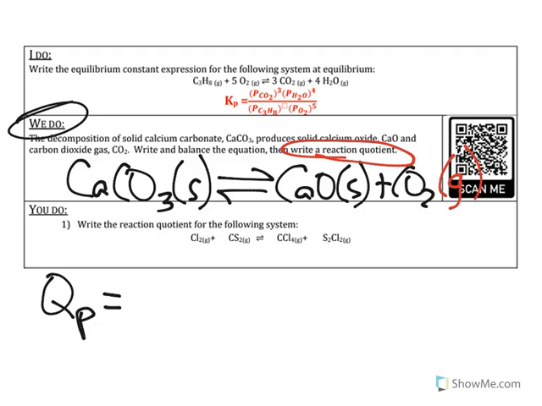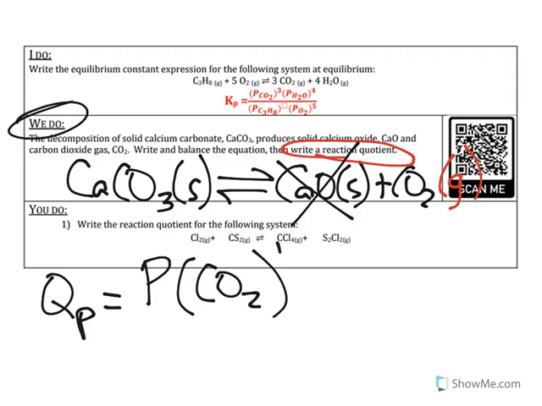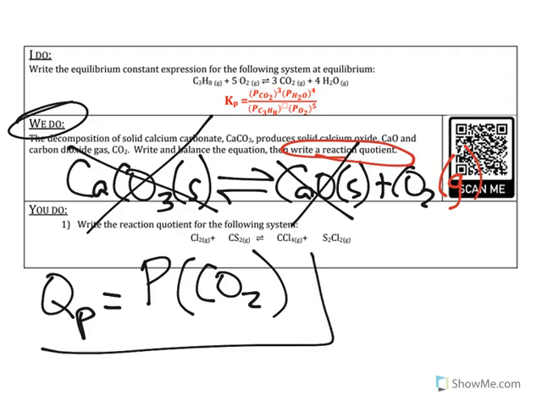Again, I look at the products first. This solid is not going to appear in this expression. So the pressure of CO2 raised to the first power, because this balances with all ones here, and then the denominator won't have anything because the only reactant is also a solid. So it's not going to appear in this reaction quotient expression. This would simply be the expression that I'm after here.